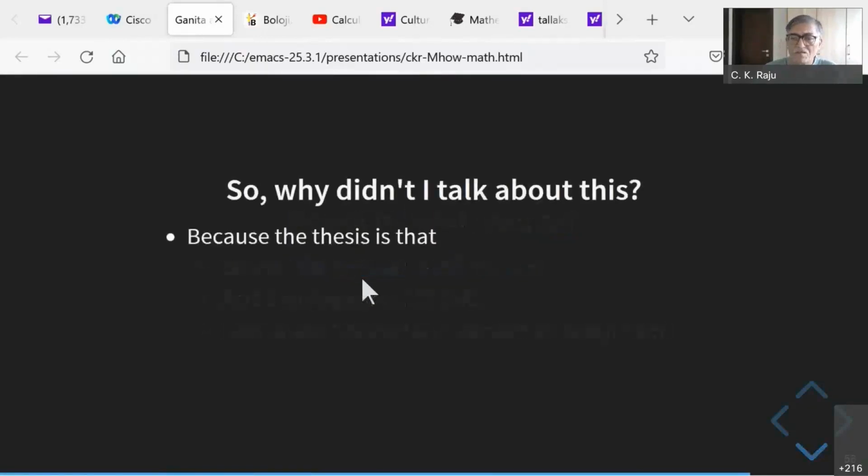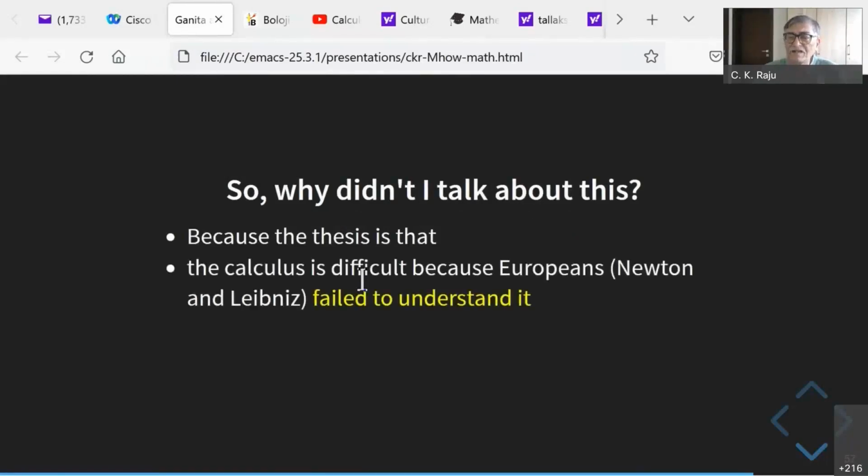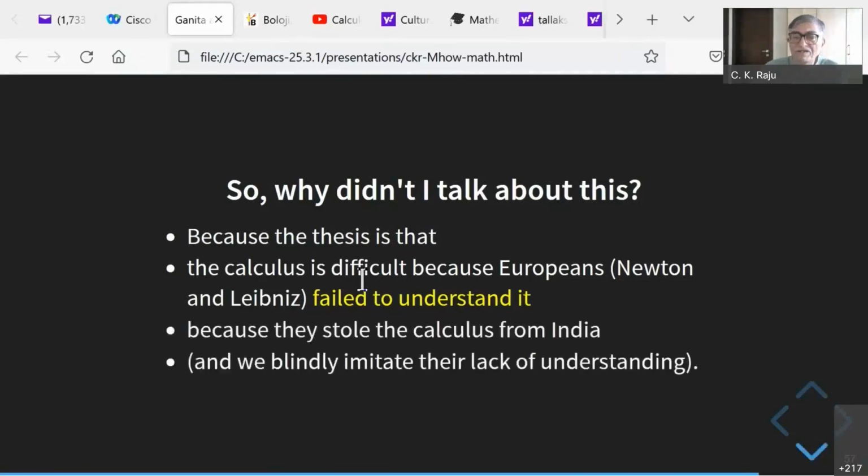Now, why didn't I talk about this? I didn't talk about this because my basic thesis is that calculus is difficult because Europeans stole it, but they failed to understand it. I'm talking about Newton and Leibniz, those guys whom you worship as gods. They failed to understand it. Newton had some silly fluxions and so on and so forth. I've written about it again at great length. But the point is, they failed to understand because they stole.